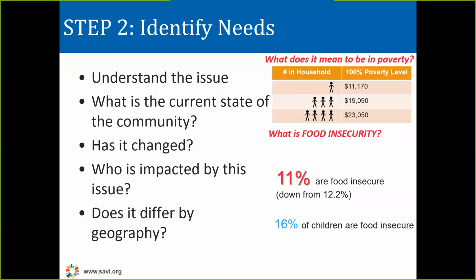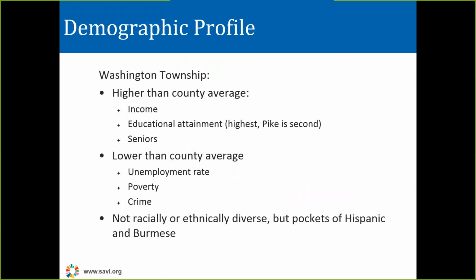So I have some examples of a demographic profile that we did as part of a community assessment for Washington Township. So once we did this community assessment in Washington Township, we were able to say a certain number of things about it. So in Washington Township, it has a higher than Marion County average for income and educational attainment, and then also for senior citizens.